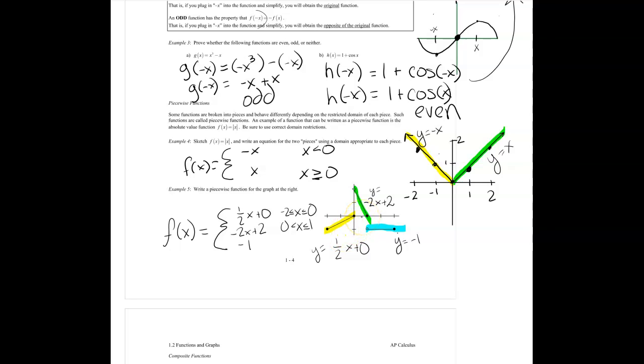All right, and then finally, it is -1 from that 1 where we just left off, which is not included, all the way to, it looks like 3. And with that part, I'm done.